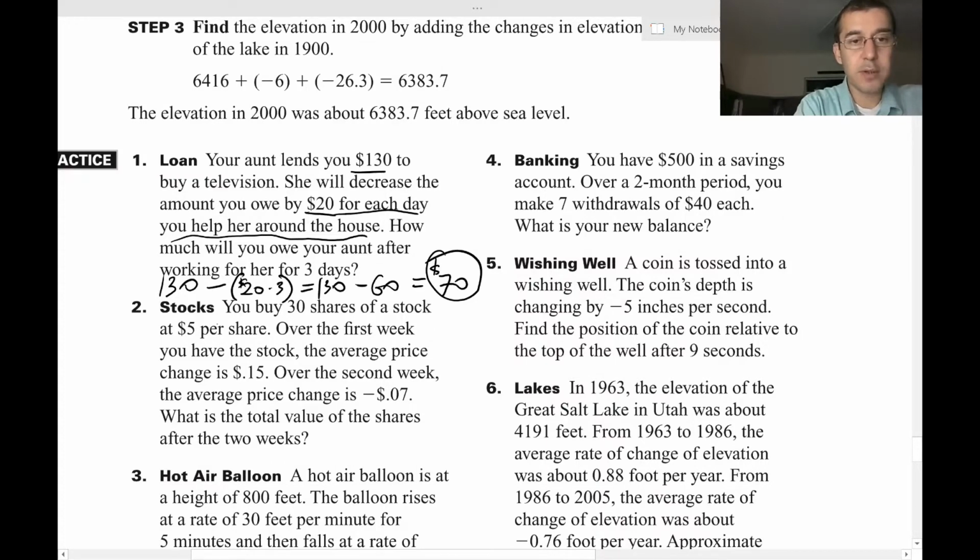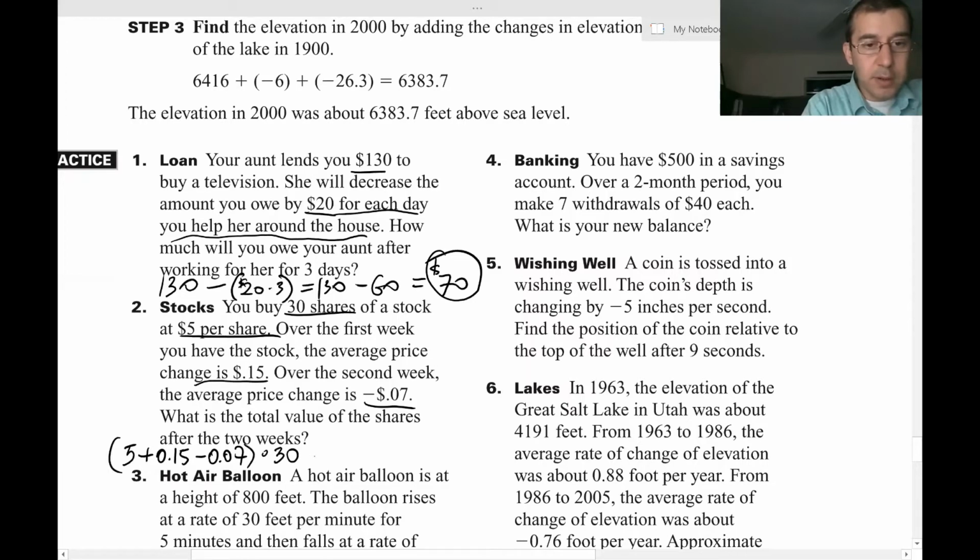Number 2, stocks. You buy 30 shares of a stock at $5 per share. Over the first week, the average price change is 0.15 or 15 cents. Over the second week, the average price change is negative, goes down by 7 cents, minus 0.07. What is the total value of the shares after the 2 weeks? So from $5 goes to 5.15, and then goes negative 0.07. So it's basically 5 plus 0.15, and then minus 0.07, then times 30 shares.